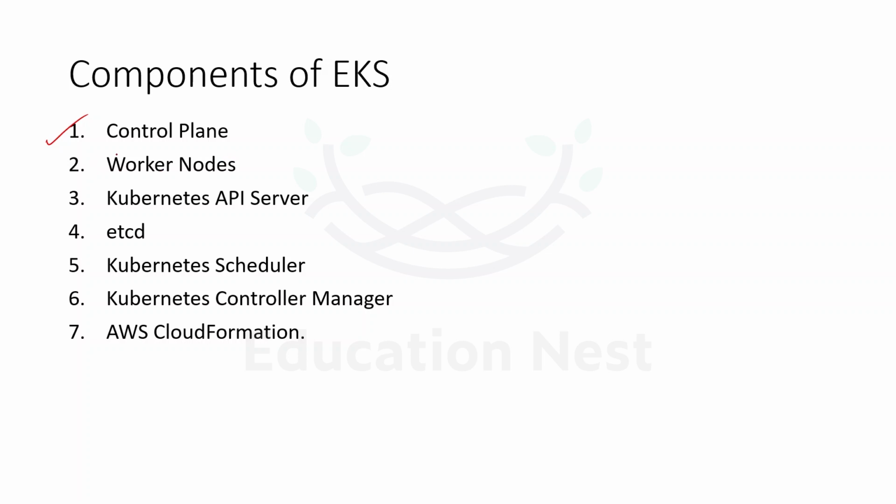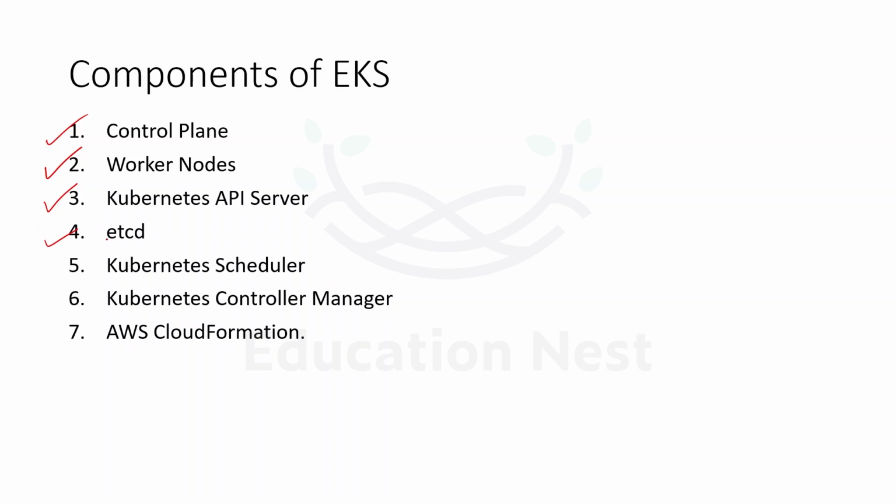Okay. The next component is the worker node. Worker nodes are the compute instances that run your containerized applications. These nodes can be launched in your own AWS account, or you can also use AWS Fargate to run your containers without needing to manage the underlying infrastructure. The third one is the Kubernetes API server. It is the central point of control for your cluster. It exposes the Kubernetes API, which is used to manage resources in the cluster.